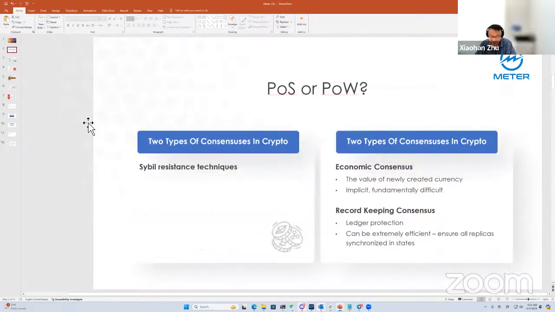So for Meter, what we have done is combine the two consensus types. We use proof of work, the economic consensus, to create the meta stable coin in the system. We call it the MTR. We use it as a gas token in the network. The goal is to complete Satoshi's original vision to have sound money independent of the fiat system.